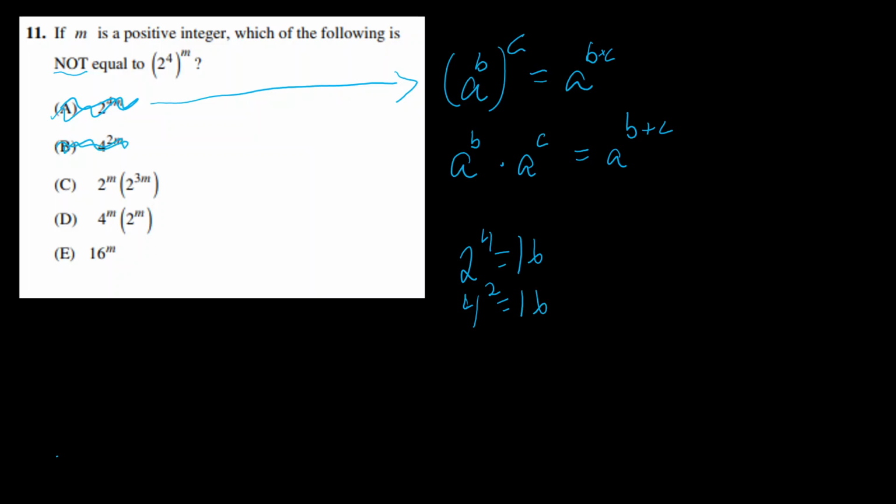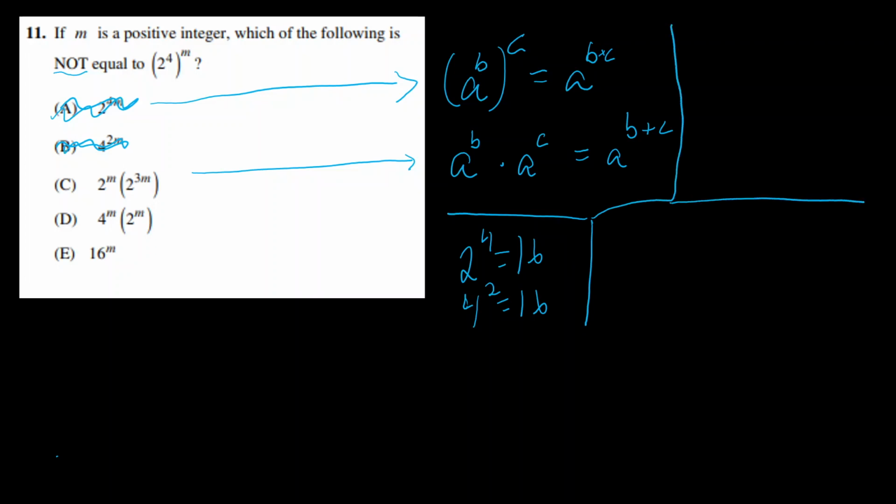Number C. Well, we're going to use that rule right there for C. I'm going to do it right here in this box. Divide these up in little boxes like this. This is B. Let's do C. Well, 2 to the m times 2 to the 3m, by that rule I just defined, is going to be 2 to the m plus 3m, and m plus 3m is 2 to the 4m, which we know is the same as 2 to the 4 to the m. So C is good. We can get rid of that one there.